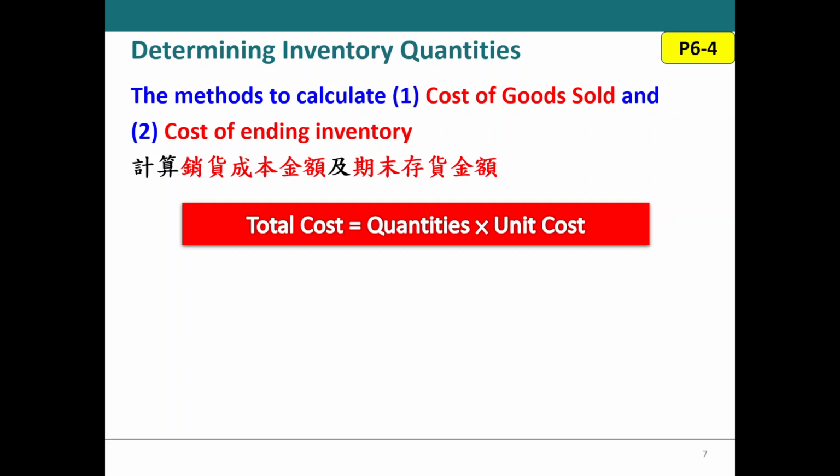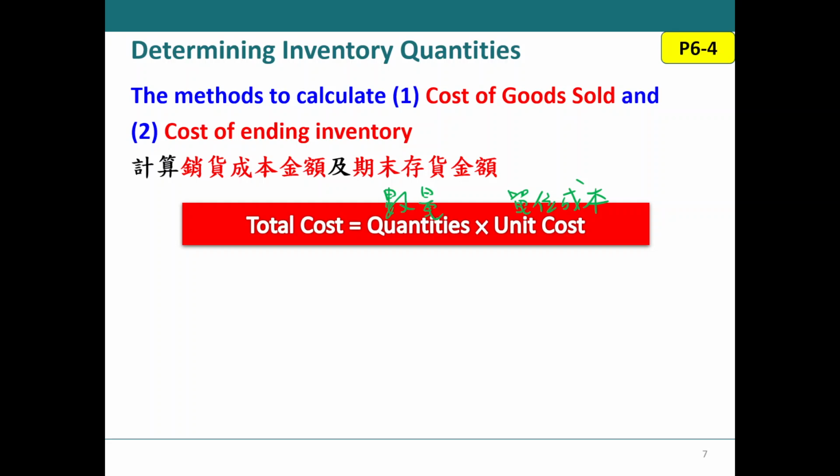Quantity times unit cost, right? So how to get the total amount? Quantities times unit cost. 数量乘以单位成本 OK? Since our purpose is to get the total amount, we have two issues. First, your quantities. Second, your unit cost.